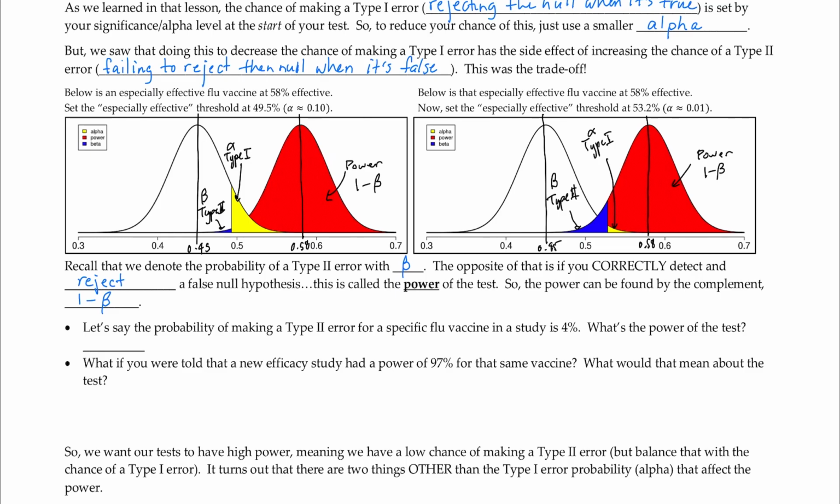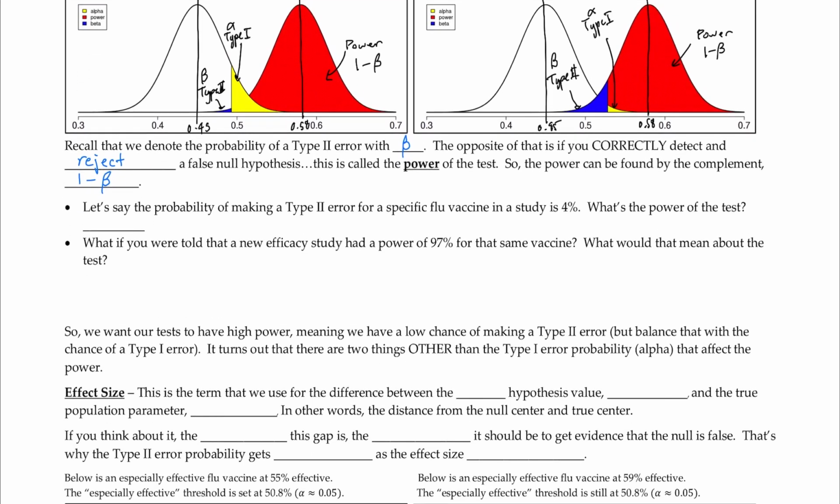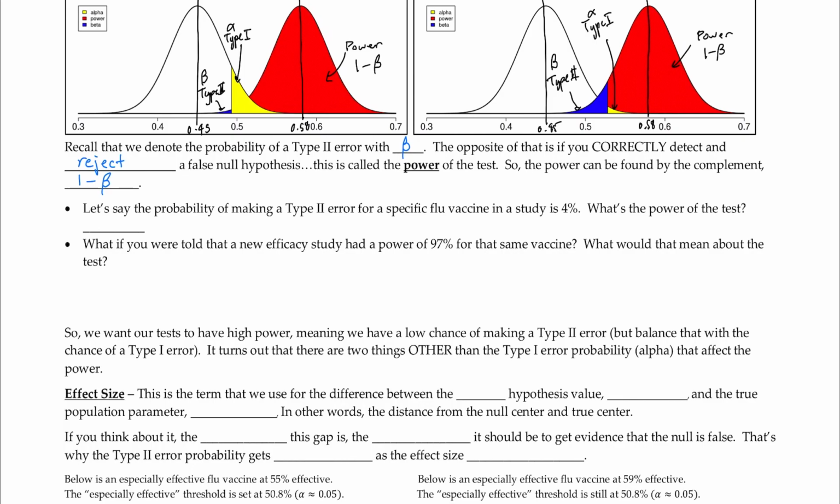So let's move back into what is power and talk about some examples. Let's say the probability of making a type 2 error for a specific flu vaccine in a study is 4%. What is the power of the test? Pause and think about that. It's not a trick question. It's supposed to be straightforward based off of the definition above. So the power of the test will be 96% because it is 1 minus the probability of making a type 2 error, which is 4%.